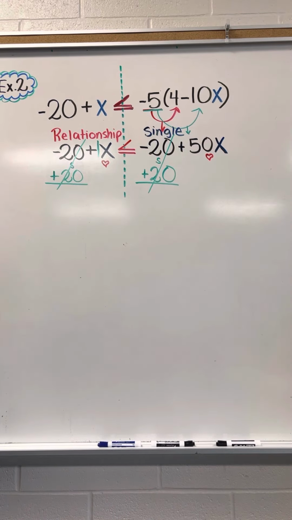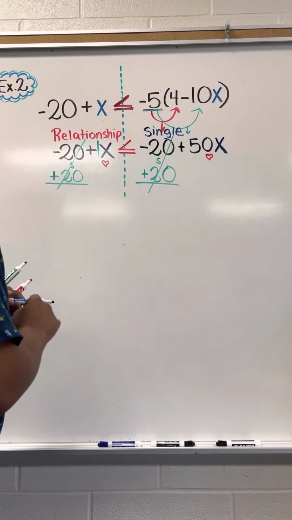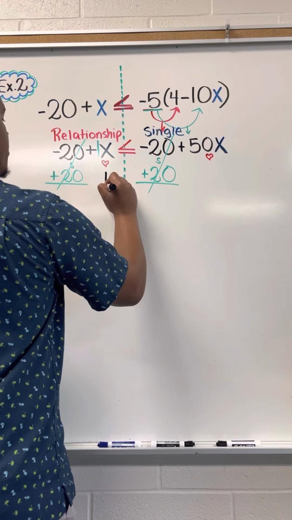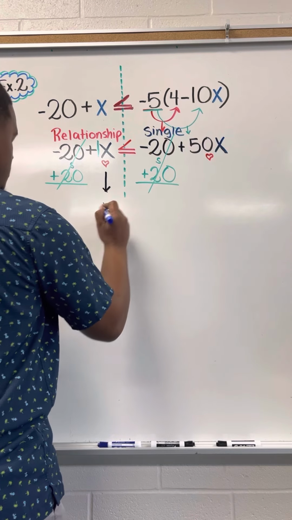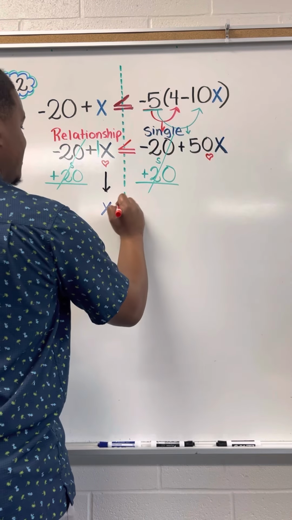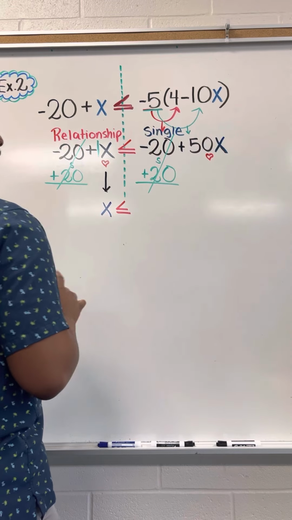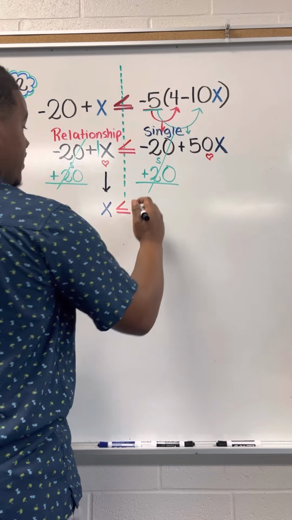That is very, very unique, but in this particular case, it's going to cancel out as well. Now I'm going to bring everything else down. I still have 1x, or x, is less than or equal to 50x.